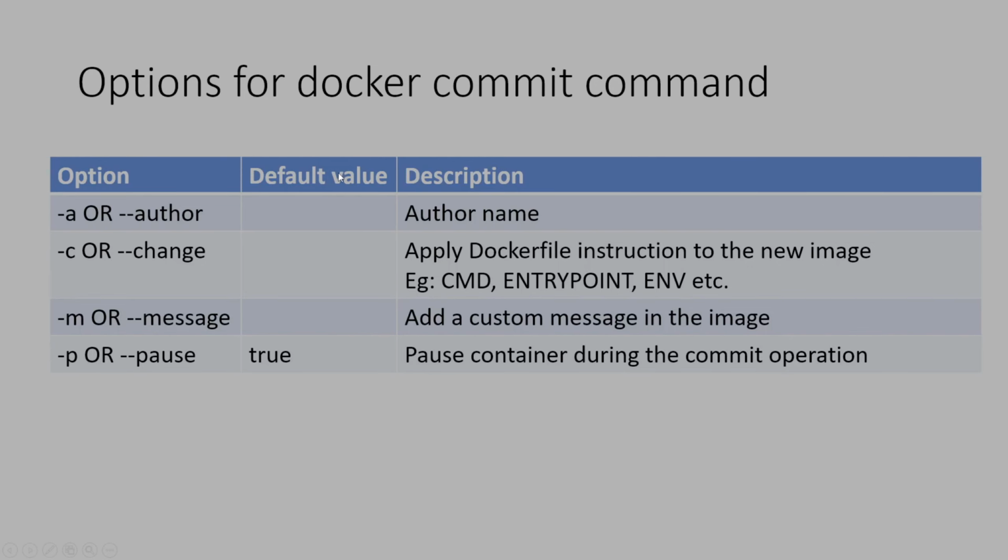We also have additional options for the docker commit command. The first option is author, where we can provide the author name inside the image. We can use the change option to provide additional Dockerfile instructions inside the image, like entry point, environment, etc. We have the message option, where we can provide a custom commit message in the image. We can also provide the pause option, which informs the Docker engine whether we need to pause the container during the commit operation or not.